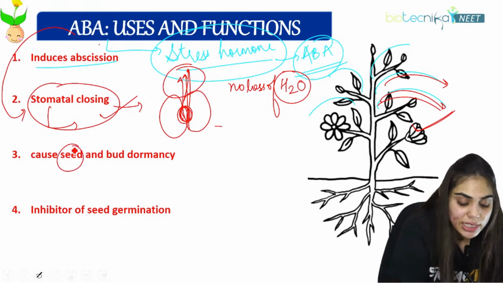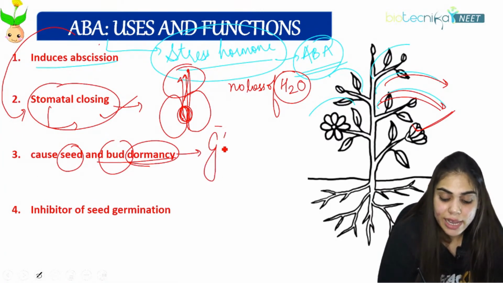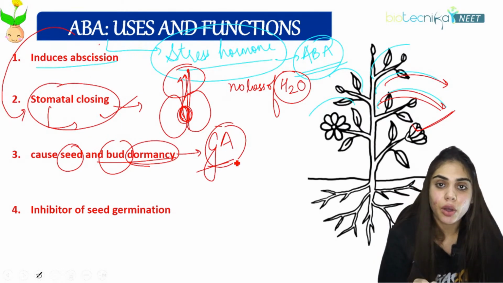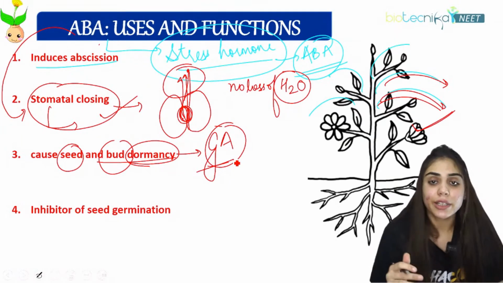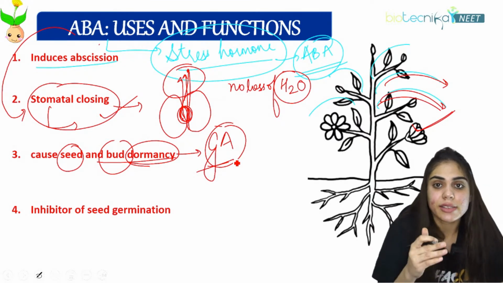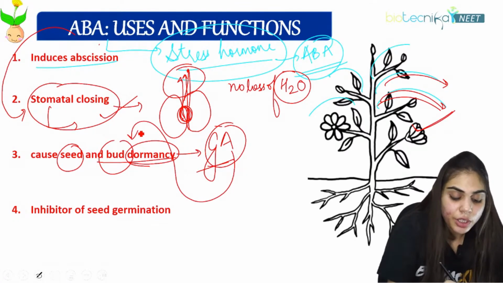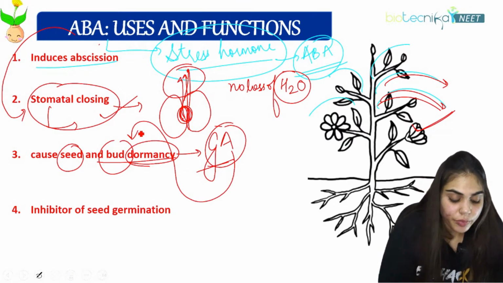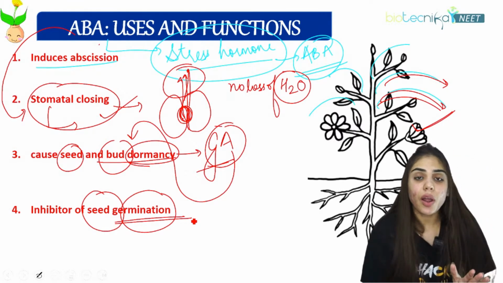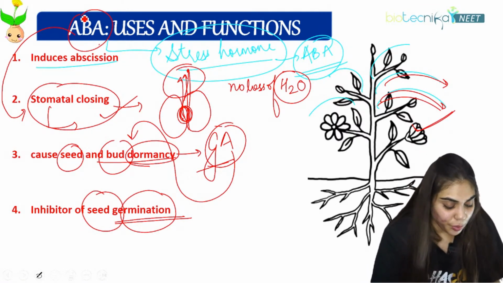It also causes the seed and bud to enter the dormancy state. That is why it is also called an antagonist to gibberellic acid, where gibberellic acid helps in breaking seed dormancy and causes the synthesis of the alpha amylase enzyme, whereas abscisic acid inhibits the synthesis of alpha amylase enzyme and causes all the seeds and buds to enter a dormant stage. So it is called an inhibitor of seed germination. Overall, we can say that abscisic acid is an antagonist to gibberellic acid.